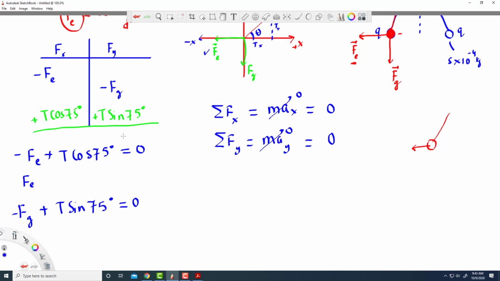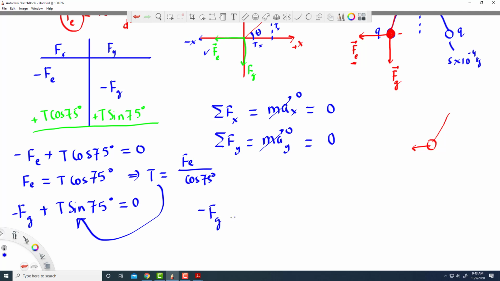So Fe, we can take this to the right side, so Fe would be equal to T cosine 75 degrees, and then we can write this as T is equal to Fe over cosine 75 degrees, just rearranging things. Now substitute this in this equation. So minus Fg is equal to, Fg plus Fe over cosine 75 degrees, that's T, and we also have sine 75 here, so sine 75 is equal to 0.